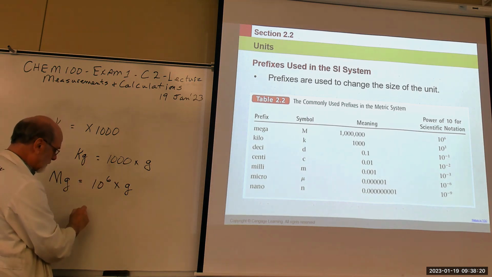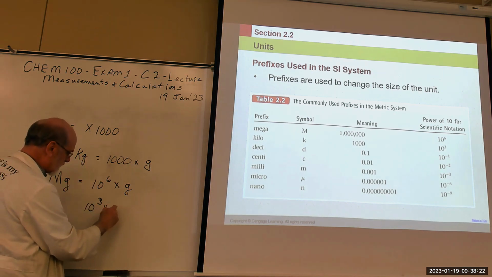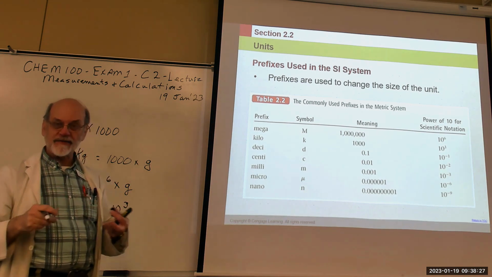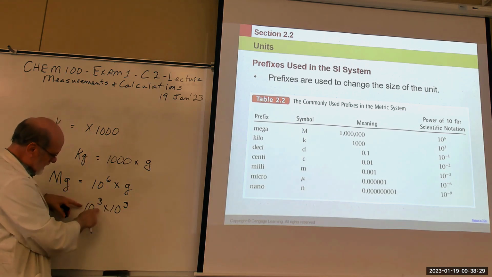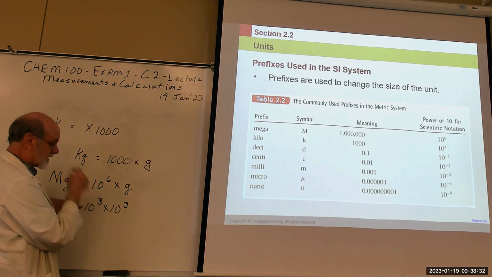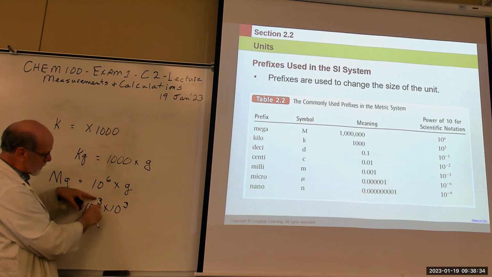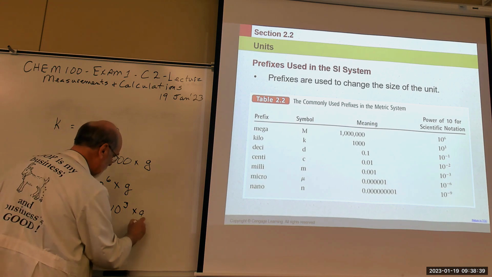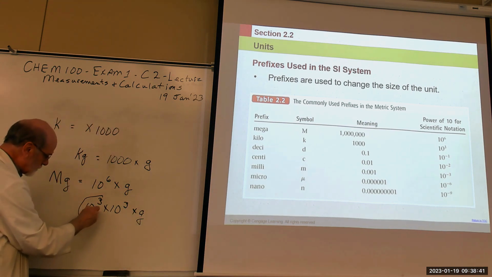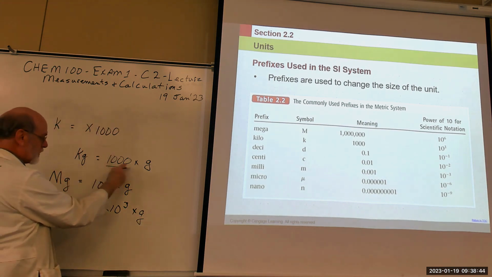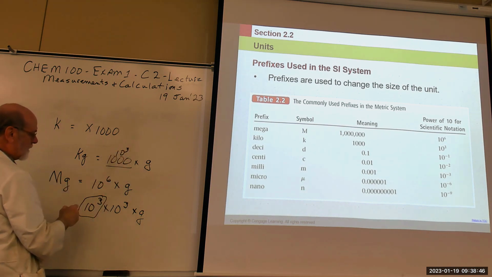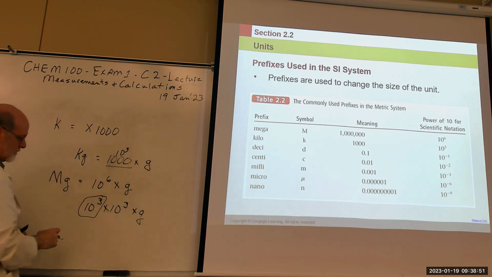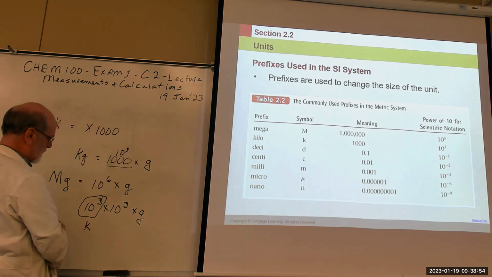10 to the 6th is what? It's 10 to the 3rd times 10 to the 3rd, right? Everybody's had enough math to know that 10 to the 6th is 10 to the 3rd times 10 to the 3rd, because it's 10 to the 3 plus 3, which is 6, right? And that's times grams, okay? What is this equal to? That's equal to this, 10 to the 3rd, right? So 10 to the 3rd grams here is a kilogram. So this is your K prefix.